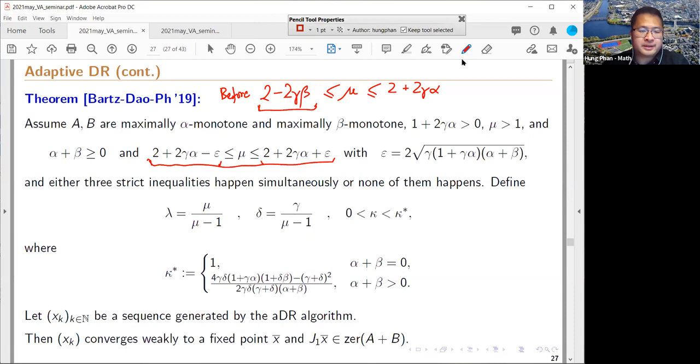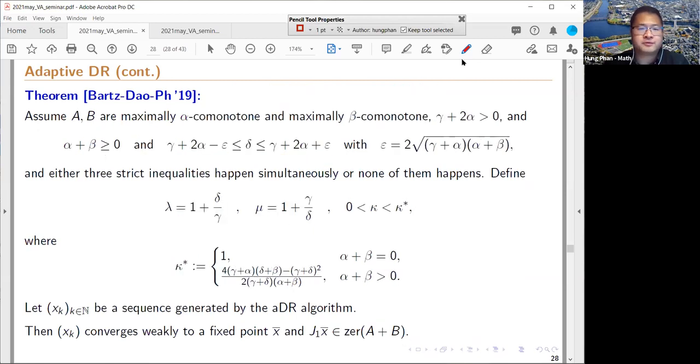We also obtained the conversion, the weak convergence to a fixed point as well. And similarly, without much change, we can also obtain a similar result for the comonotone operators, maximally comonotone operators A and B. And the conclusion is similar, which is expected. Okay. So that concludes our second work.